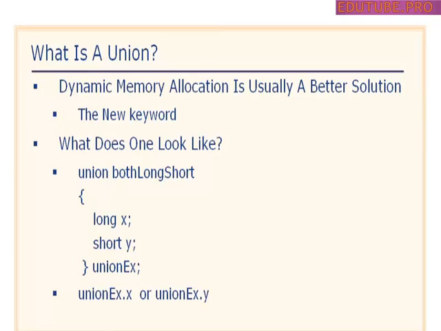Now, if I set unionX.x equal to 2, it overwrites whatever is in y or x, and then if I set y equal to 3, it overwrites it, and my unionX value is going to be the y, and it's equal to 3. All right, so play with this if you would like.